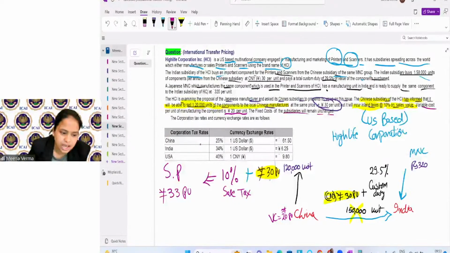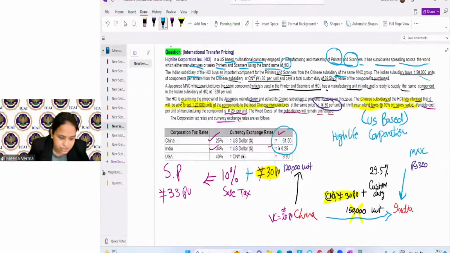The corporation tax and currency exchange rate is given. Corporation tax rate: in China the tax rate is 25%. In India, the tax rate is 34%. And the currency conversion is also given here. $1 mein how many rupees? And $1 mein how many yen? So you can find the currency exchange rate between China and India.